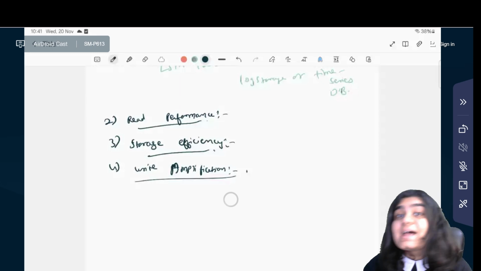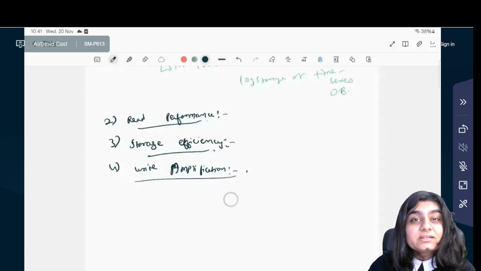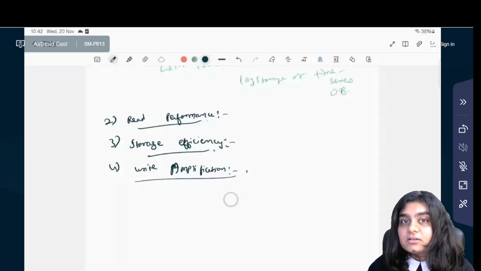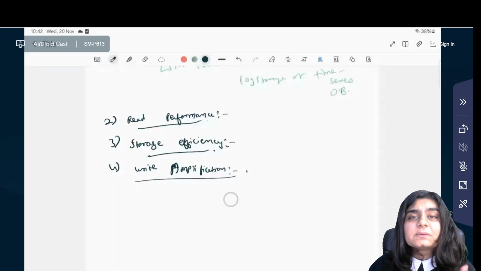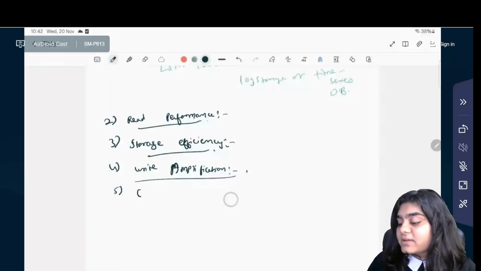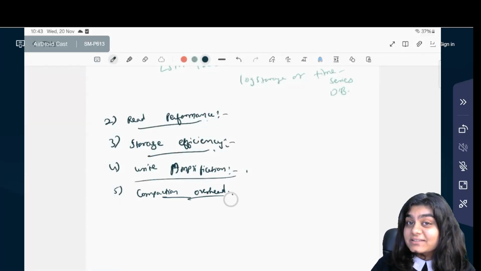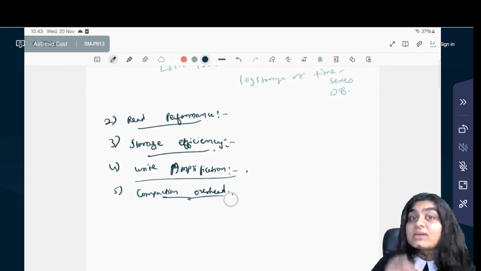So the conclusion is LSM trees tend to write less frequently to disk in high write workloads, but the compaction process can cause temporary write amplification, especially when a large amount of data is being updated. B trees may be better in scenarios with predictable write patterns like transactional systems. So let's talk about the compaction overhead. LSM trees face compaction overheads that can affect performance, especially in systems with high write throughput.